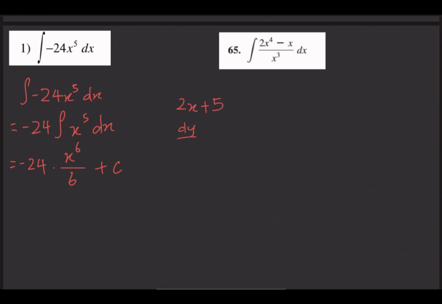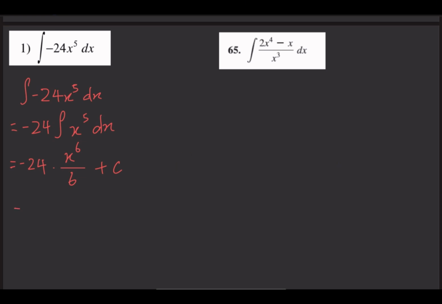Our dy/dx, our differentiated function, is 2. So once we integrate 2 dx, we always get 2x. But since there's a 5, we don't know whether it's a 5, it could be a 10, so we just add a constant, c.